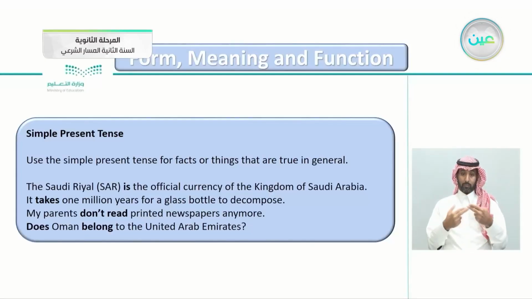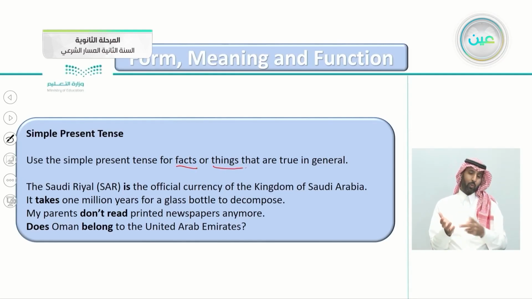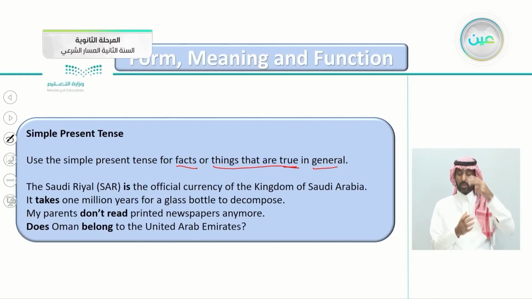So beginning here with the simple present tense. We use the simple present tense for facts or things that are true in general. Like here, for example, the Saudi riyal is the official currency of the Kingdom of Saudi Arabia. The Saudi riyal is, this is the present simple here, is the official currency of the Kingdom of Saudi Arabia.